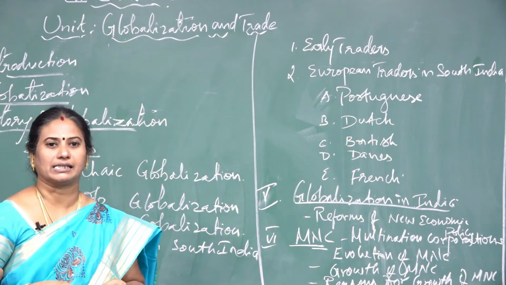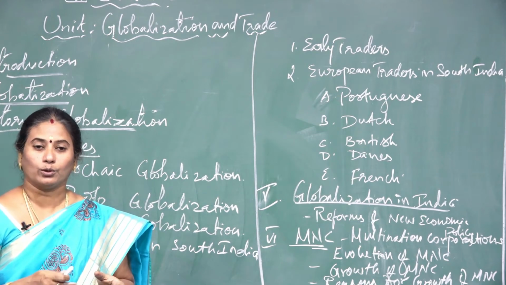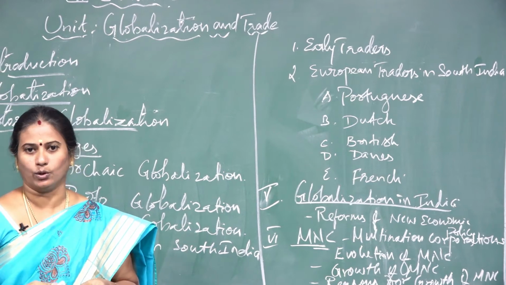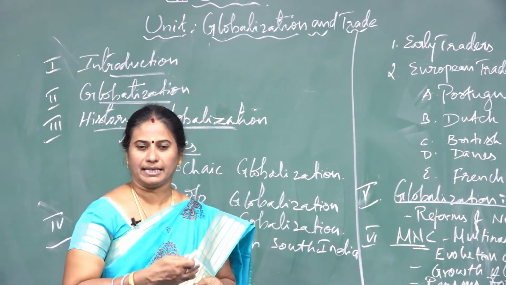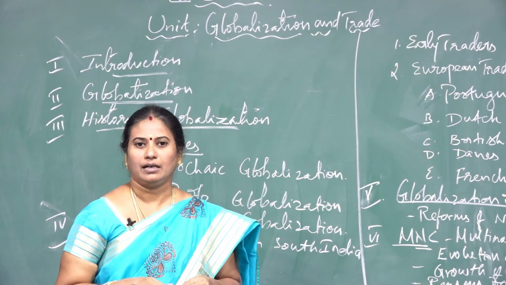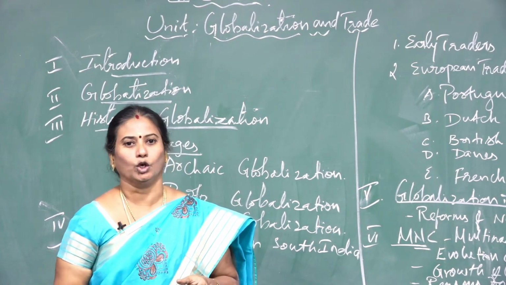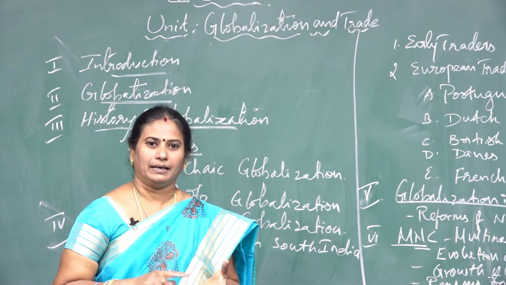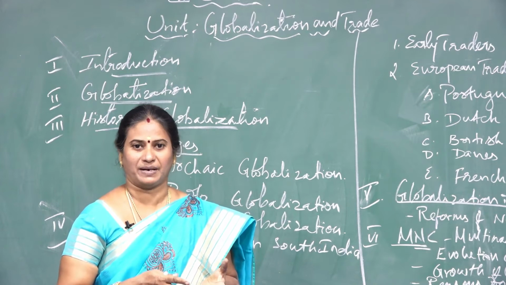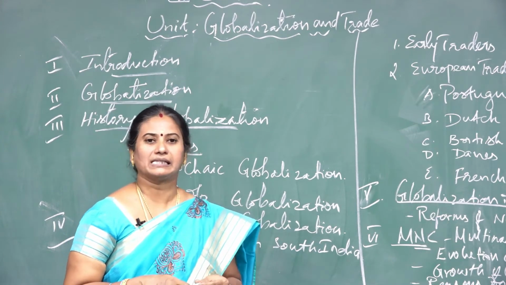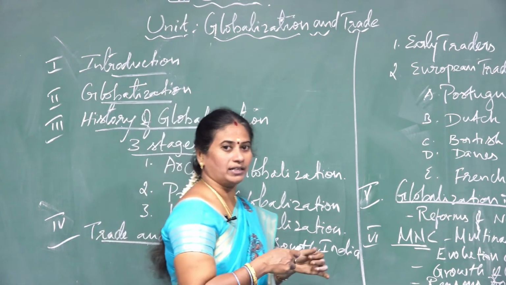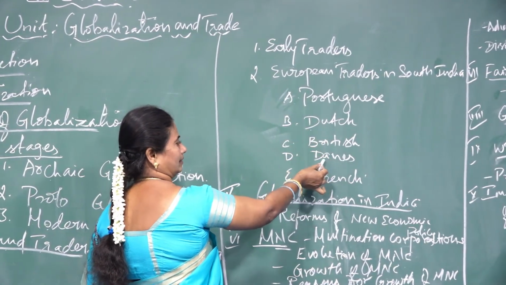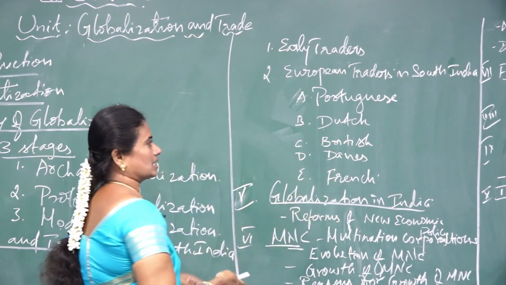Many European countries came to India to do their trading activities. First, they discovered a sea route from Portugal to India by Vasco da Gama through the Cape of Good Hope. Here in South India, coastal and maritime trade has been monopolized by Europeans. Europeans in the sense, now I am going to tell about Portuguese, Dutch, British, Danish and French. First, Portuguese.